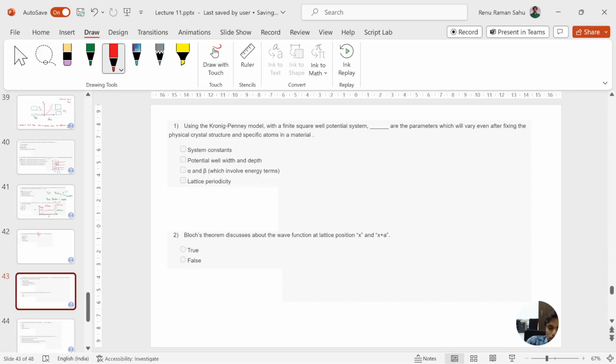What about this? Using the Kronig-Penney model, a finite well potential system, what are the parameters which will vary even after fixing the physical crystal structure and specific atoms in a material? I'll just draw a Kronig-Penney model potential. In the meantime, you think what will be the answer?